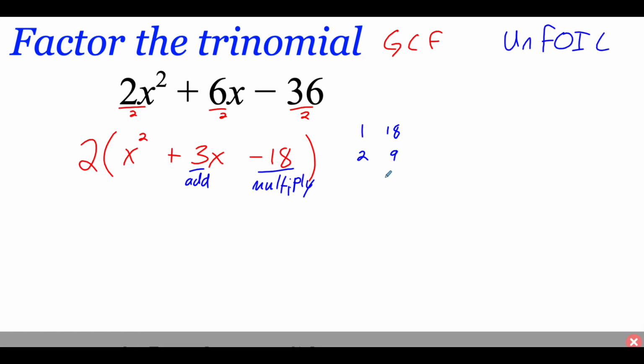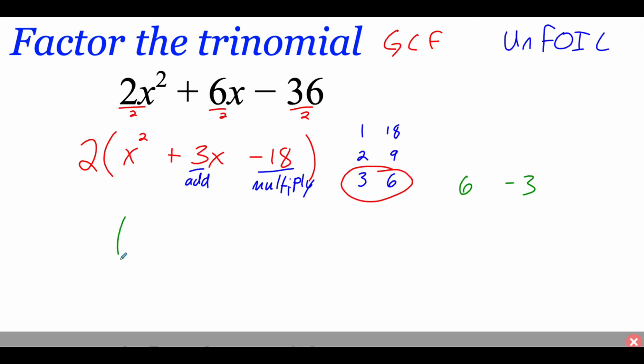It could be 2 and 9. It could be 3 and 6. And I think that's it. Now I need a pair that's going to somehow allow me to add up to 3. And I'm looking at the 3 and the 6 pair because on a number line, those would be 3 spaces away from each other. Now, in order to get 3 as my answer, what I'm actually going to have to do is take 6 and subtract 3 from it.